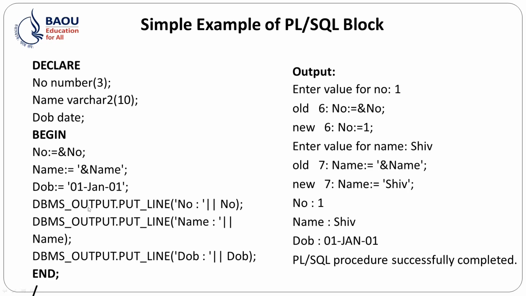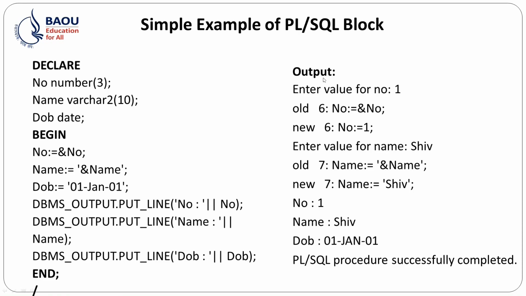Now DBMS_OUTPUT is a package name and PUT_LINE is a function name within this package. Package means like a folder, and in this folder is PUT_LINE. DBMS_OUTPUT is a folder and PUT_LINE is a function within this folder, and it will display like this. This single quotation is a message and the double pipe connects it with this variable. Here this is the message and it will show the number.